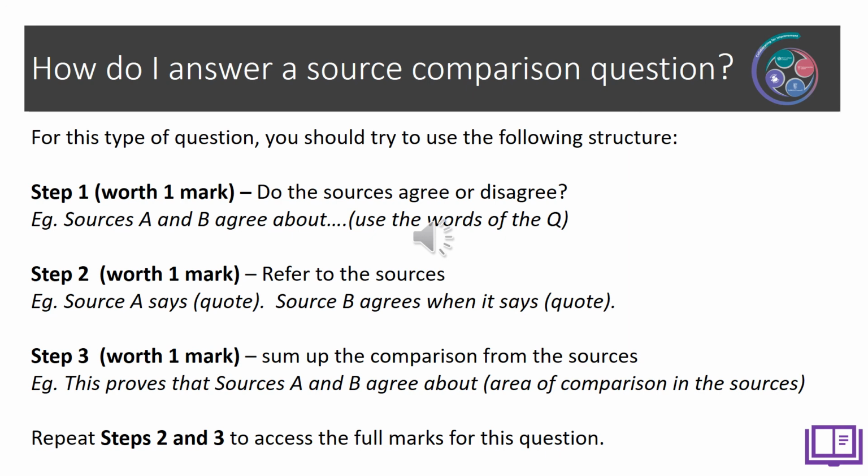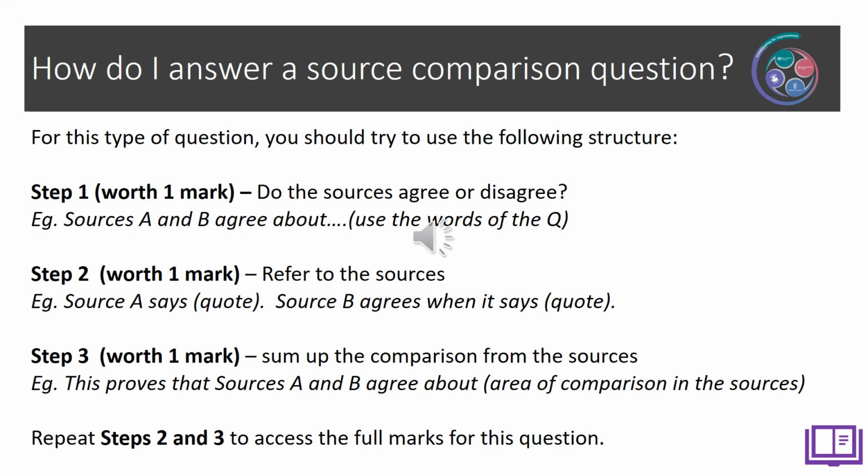Step 2 is also worth 1 mark, and at that point you're being asked to refer to the sources. You can quote in a source comparison question, and how you would approach it is by saying source A says, you give your first quote, and then source B agrees or disagrees when it says, and you give your second quote.